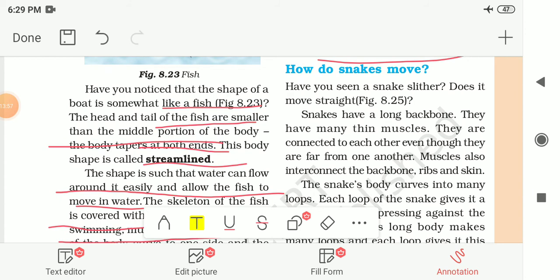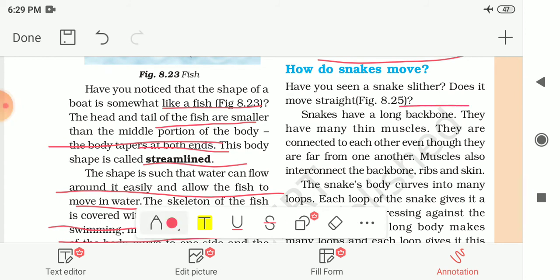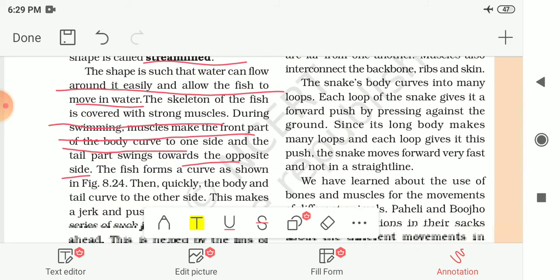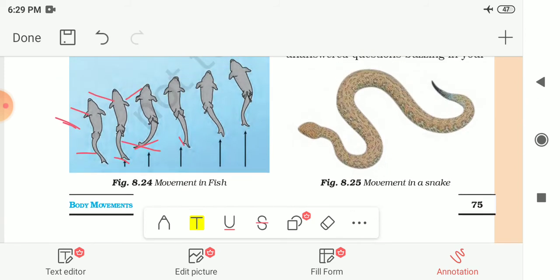Now next is about snake. So how do snakes move? Have you ever seen a snake slither, or you can say sliding? Does it move in a straight direction? You will say that no, the snake does not move in a straight direction. Here in the picture it is also shown to you that the snake is not moving in a straight direction.